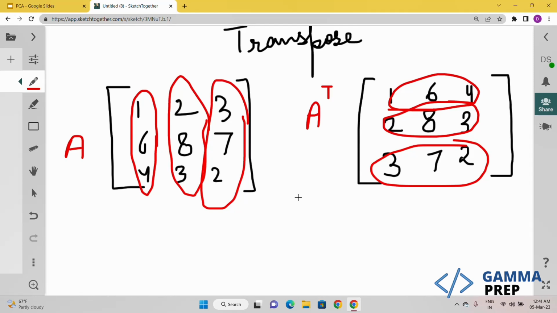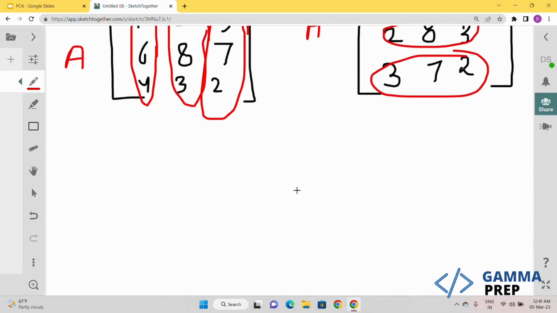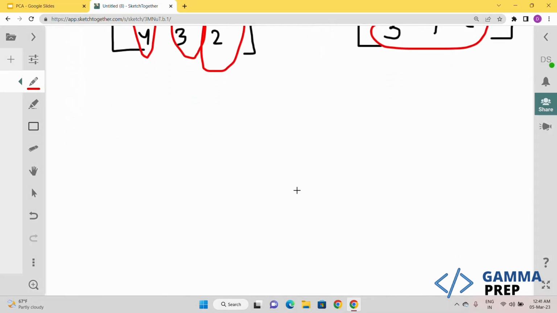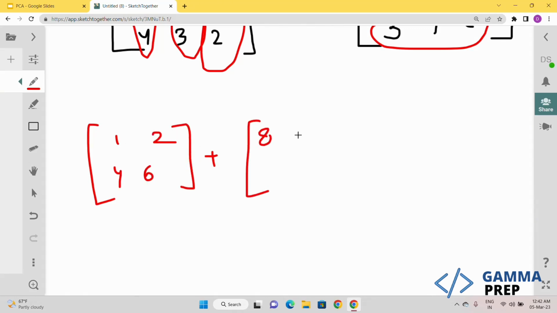Now, let's go to the next one, which is matrix addition. So the addition of matrices is only possible if the number of rows and columns are the same in both matrices. So for example, 1, 2, 4, 6 plus 8, 1, 3, 2. You can only add two matrices when the size is the same.